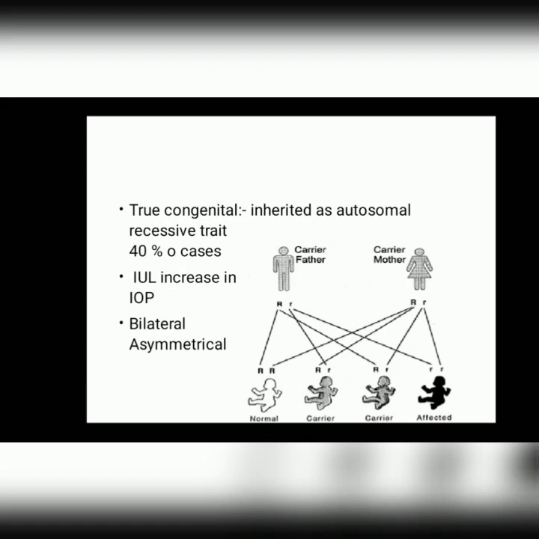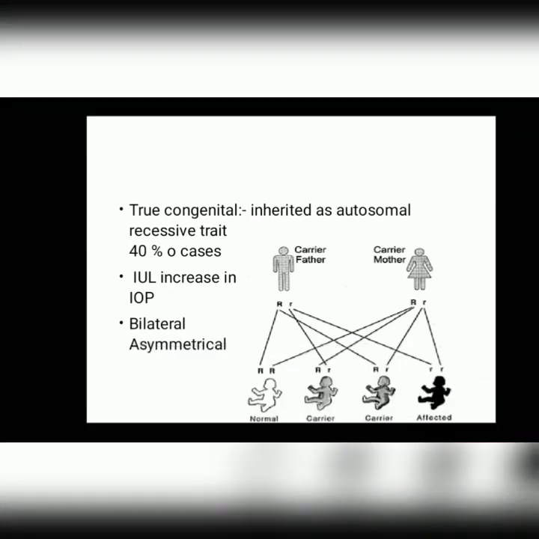It may be a true congenital condition, in which it's inherited as autosomal recessive. It represents about 40% of the cases. It's due to an increase in the intraocular pressure during intrauterine life. It mostly affects both eyes, but asymmetrically, which means not simultaneously. It starts to affect one eye and the other eye follows after it.